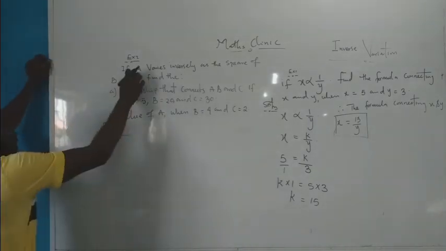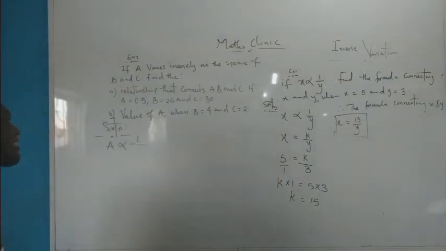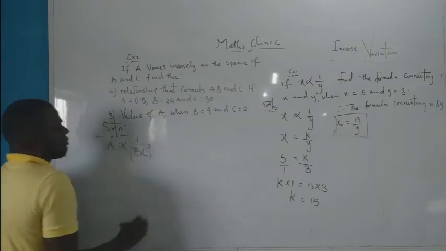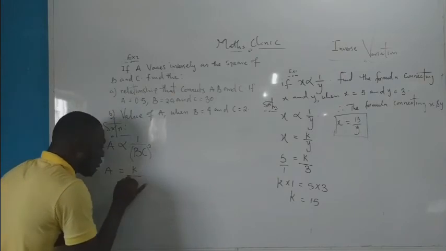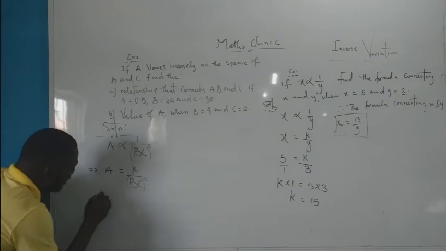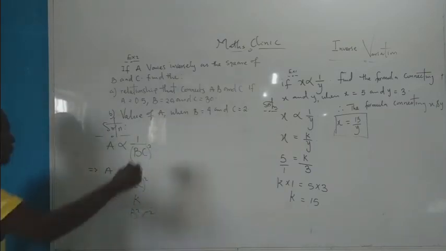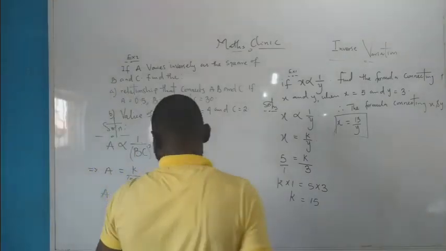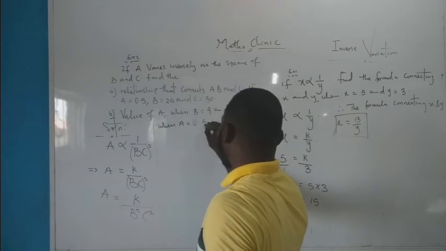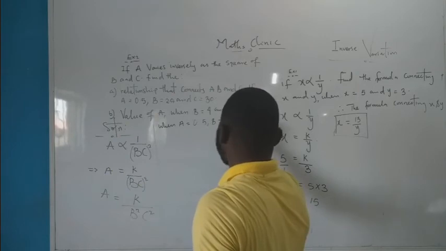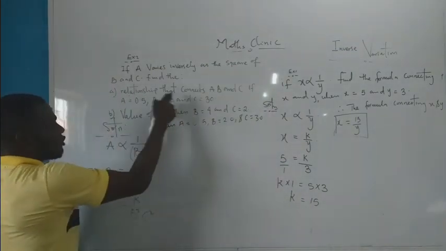Okay? We are told that A varies inversely as the square of BC. As the square, not square, as the square. This will give A equals K over (BC) squared. This is still the same thing as A equals K upon B squared, C squared. Laws of indices, one of the laws of indices. When A equals 0.5, B equals 2.0, and C equals 3.0, then we can solve for K in order to find the relationship that connects A, B, and C.